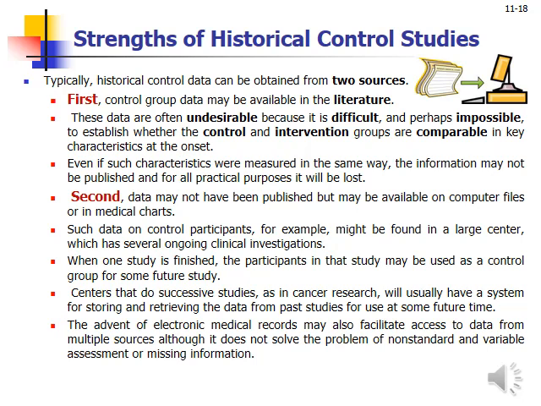Second, data may not have been published but may be available on computer files or in medical charts. Such data on control participants, for example, might be found in large centers which have several ongoing clinical investigations. When one study is finished, the participants in that study may be used as a control group for some future study. Centers that do successive studies, as in cancer research, will usually have a system for storing and retrieving the data from past studies for use at some future time.